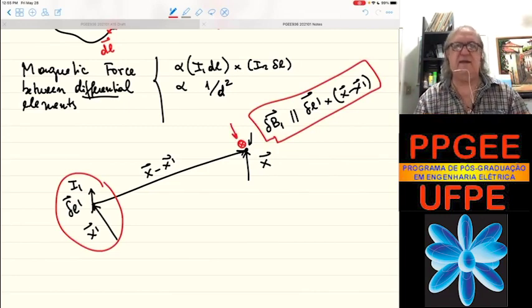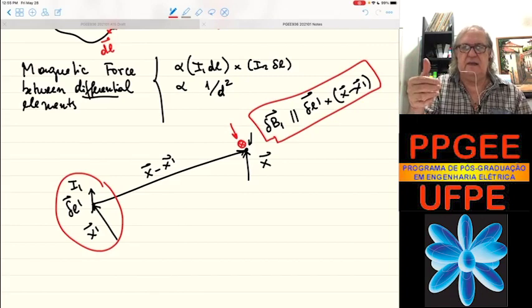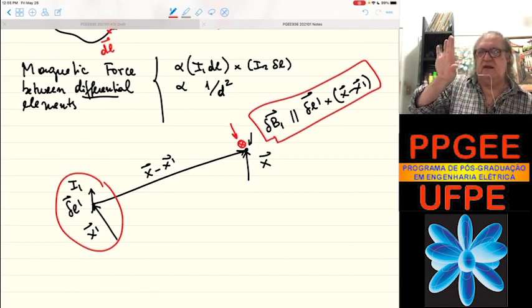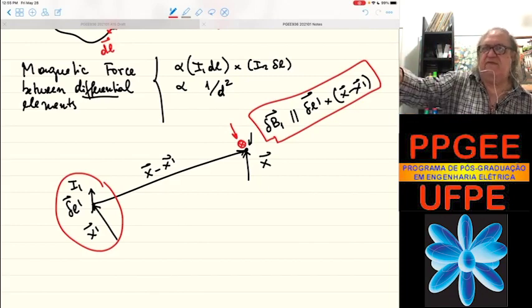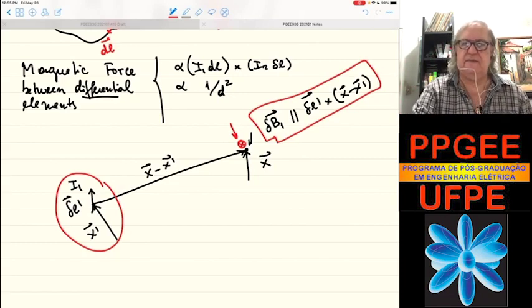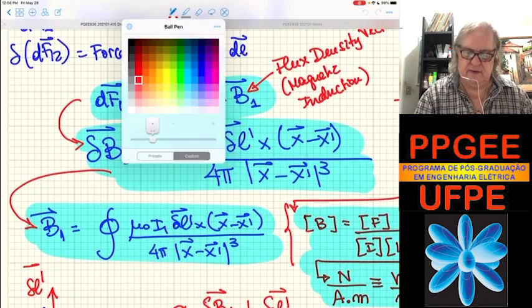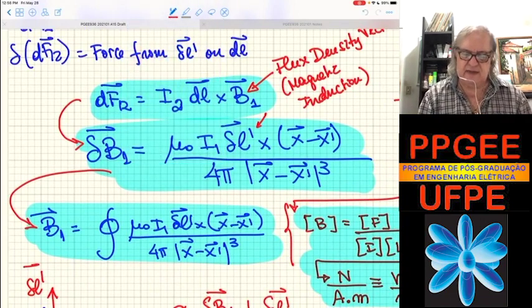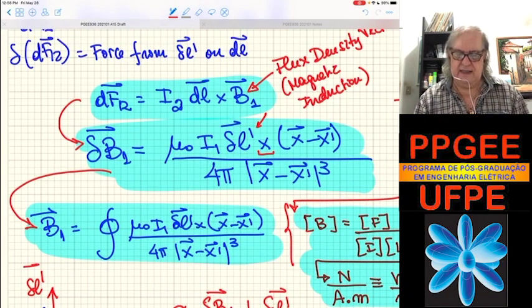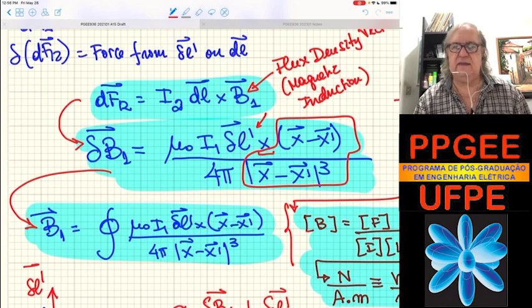So it's like Ørsted demonstrated, right? A current like this is going to produce a B field like that, in the right-hand palm. So the cross product of this with the vector difference x minus x prime is going to be a vector like that. This cross product is the same as the right-hand rule. So the effect due to the element delta L prime is a vector that has this cross product. And again, we have the inverse square law built in this ratio here.